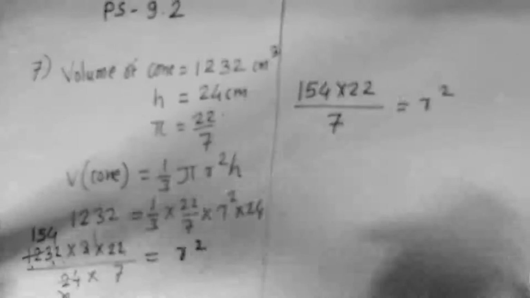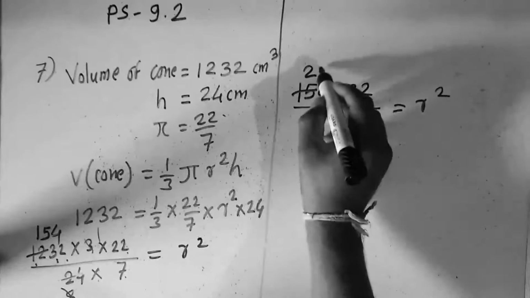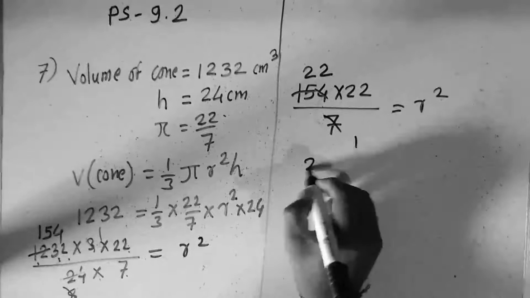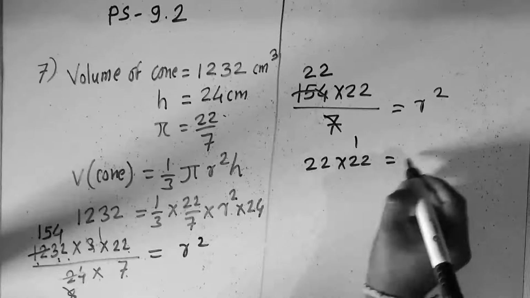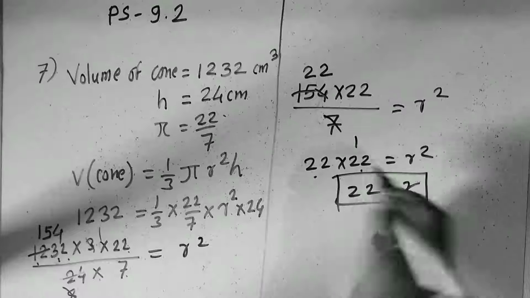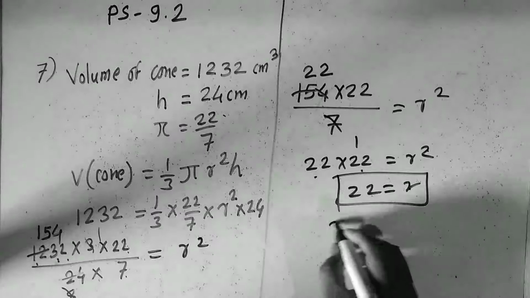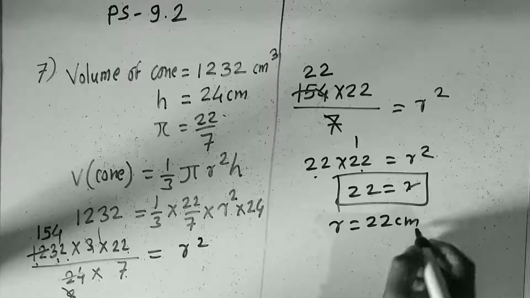Now students, let's divide it by 7. 7 ones are 7, 7 twos are 14, 7 twos are 14. So it is 22 multiplied by 22 equals r squared. So r equals only 22, because 22 multiplied by 22 is 22 squared. So r squared was given, so what will r be? Only 22. So r equals 22 centimeter.